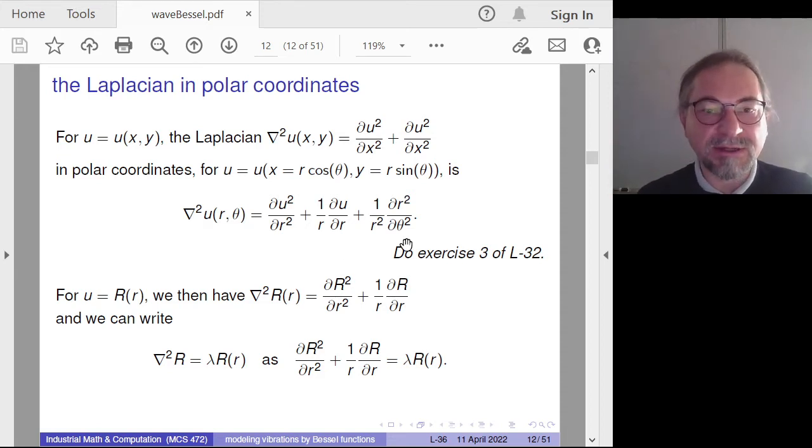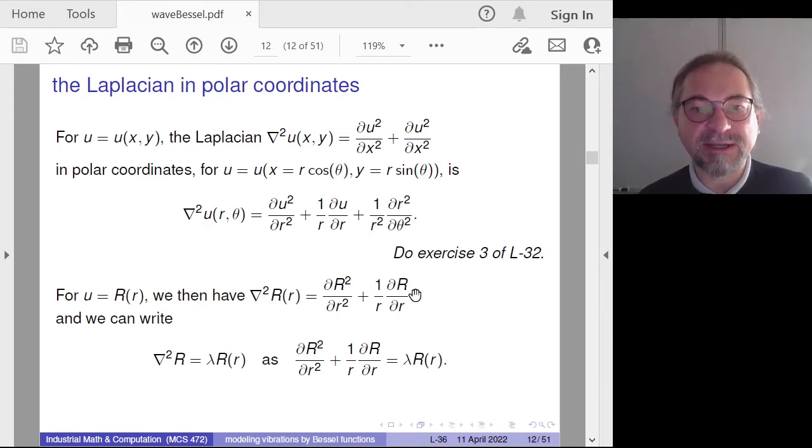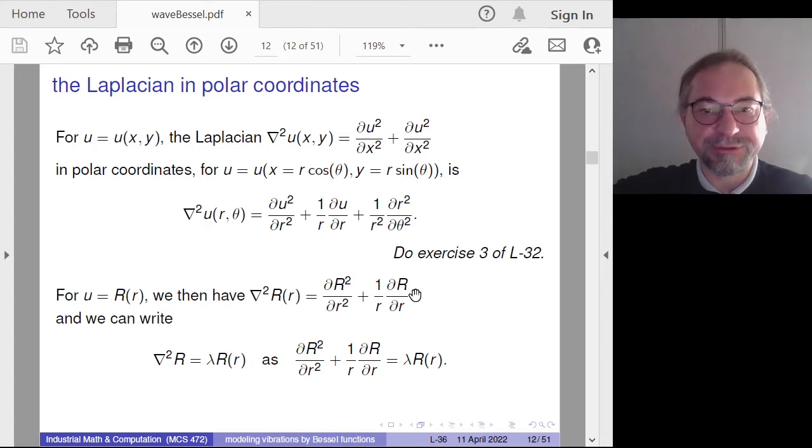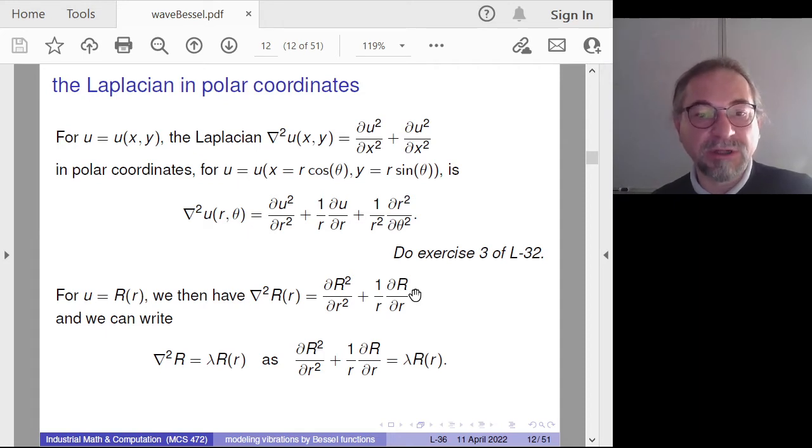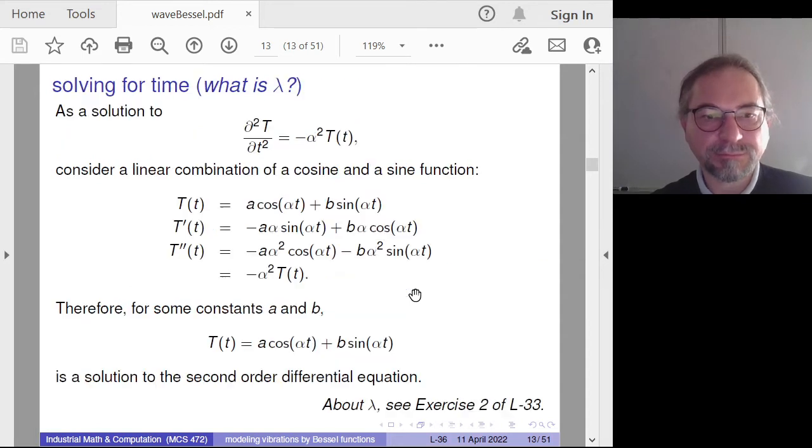But in our case, we actually got rid of the theta, so it gets a little bit simpler. The solution r is independent of theta because of the symmetry in our problem. So we have then an expression for the Laplacian, and we also have our second ordinary differential equation in space. Two second order differential equations.